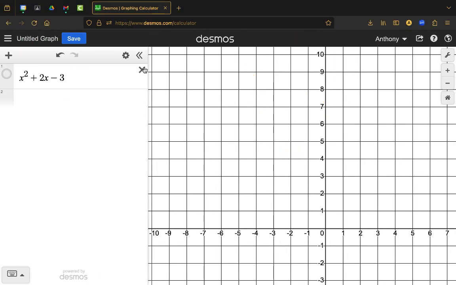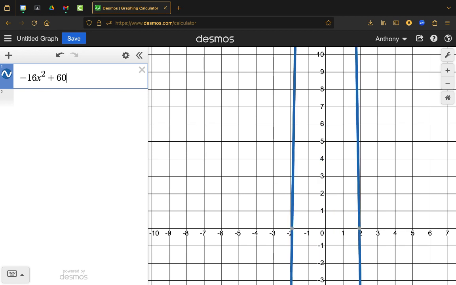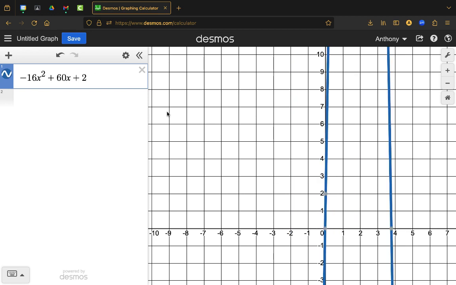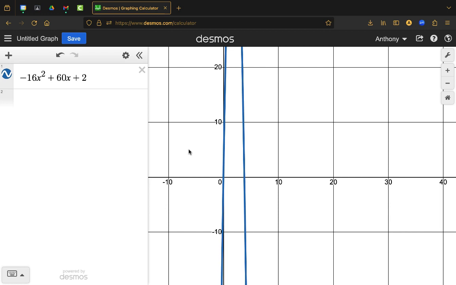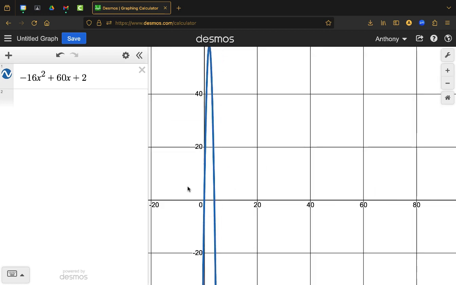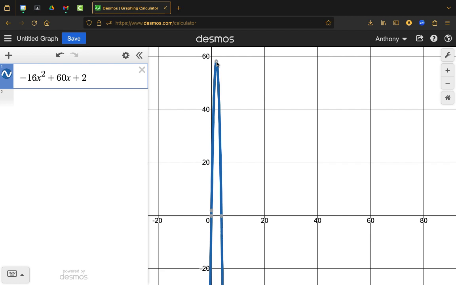So coming back here, we're going to close out of that, and we're going to enter in our negative 16 x squared instead of t plus 60x plus 2. All right, and we'll zoom out here to get a good look at the path of this soccer ball. Looks like it goes really high up in the air here, about 58.25 feet up in the air. It leaves the ground right here at about 2 feet above the ground, because that's where he kicked it from. And it looks like it comes back down right around 3.78 seconds and hits the ground again.